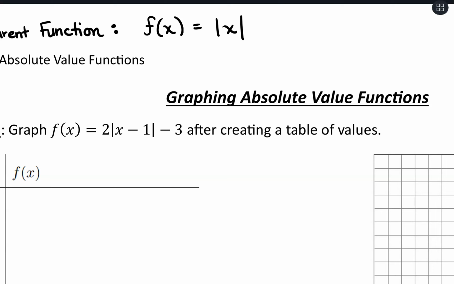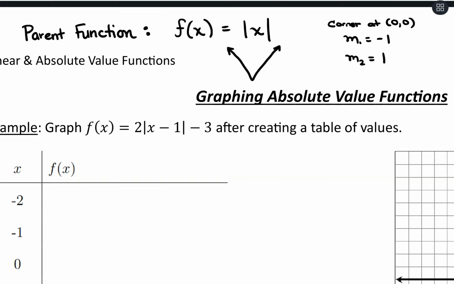The key with that is that it has that corner at (0, 0). And then we saw two slopes. So we have two linear functions coming together at that corner. One has a slope of -1 and one has a slope of +1. So we're seeing something like this come through for our parent function.